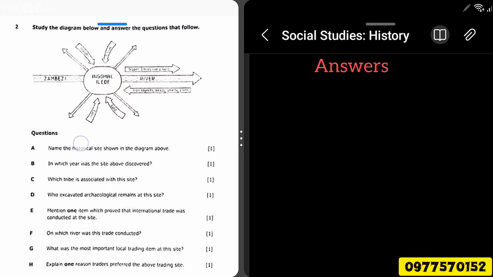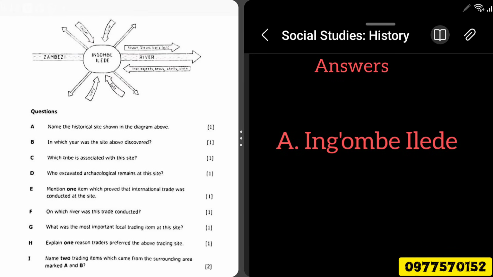Can you look at another question? So this is the next question, and the question reads: study the diagram below and answer the questions that follow. There you have the Zambezi River, Ng'ombe Ilede, and other features. Name the historical site shown in the diagram above. This is Ng'ombe Ilede.